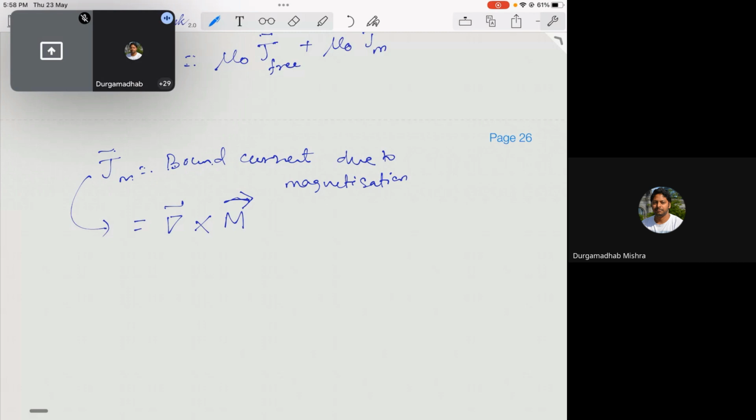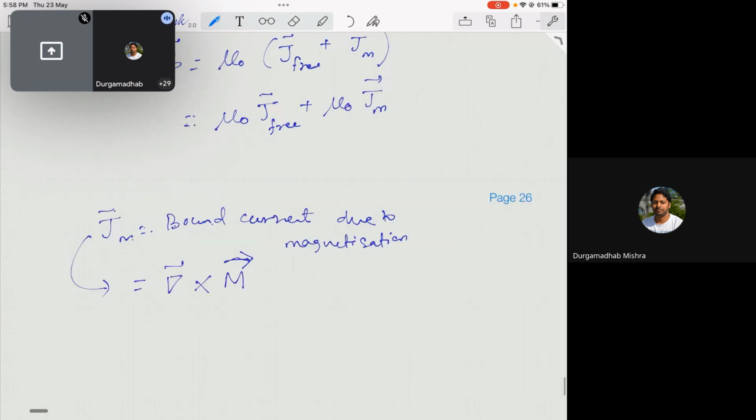So if I take any material where there is no such dipole moment or no magnetization, or something which has a uniform magnetization, then this J_m will be equal to 0. If M is constant everywhere, it will be 0. But in a material, M is not always constant, there is a change, and that gives rise to this bound current due to the magnetization.